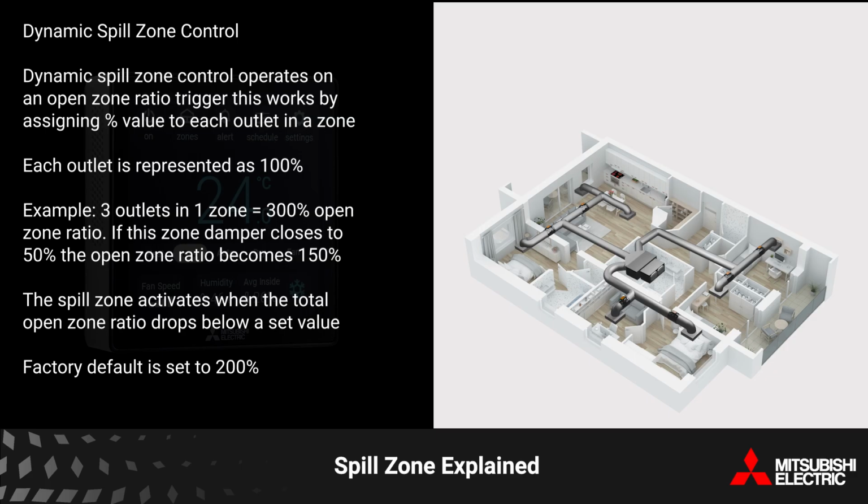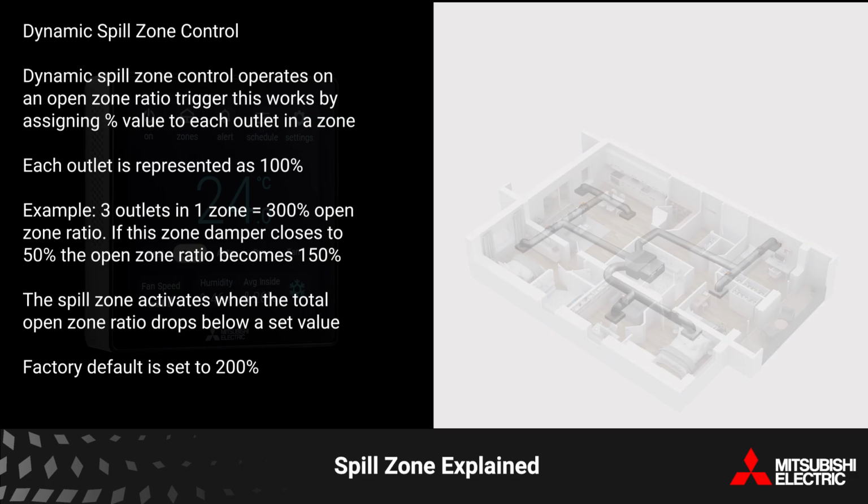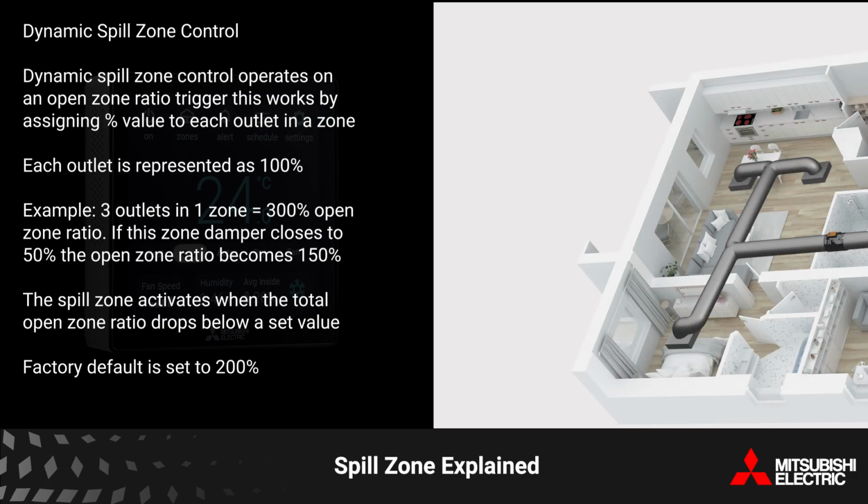Dynamic spill zone control. This is the default setting and is recommended. Dynamic spill zone is a control function that works on open zone ratio trigger. How this works is by assigning percentage values to each of the outlets. Each outlet represents 100%. So if there are 3 outlets off one zone damper, that zone has an open zone ratio of 300%. If the zone damper closes to 50%, then the zone will represent 150% open zone ratio.